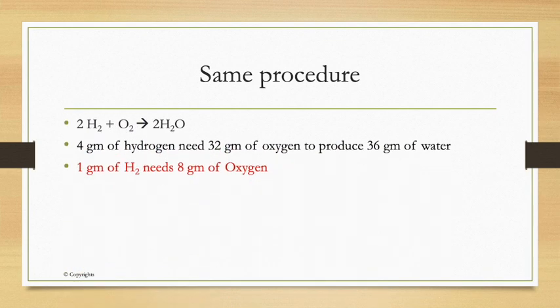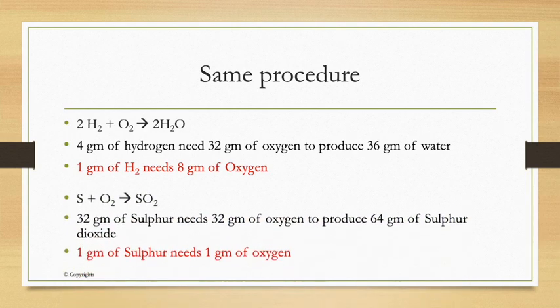Now we are going to do the same procedure, but now with the hydrogen. The formula is 2 moles of hydrogen plus oxygen gives us 2 moles of water. So, using the molecular weight, which is 1 for the hydrogen and 16 for the oxygen, we know that 4 grams of hydrogen needs 32 grams of oxygen to produce 36 grams of water. By dividing all the numbers by 4, we get that 1 gram of hydrogen needs 8 grams of oxygen.